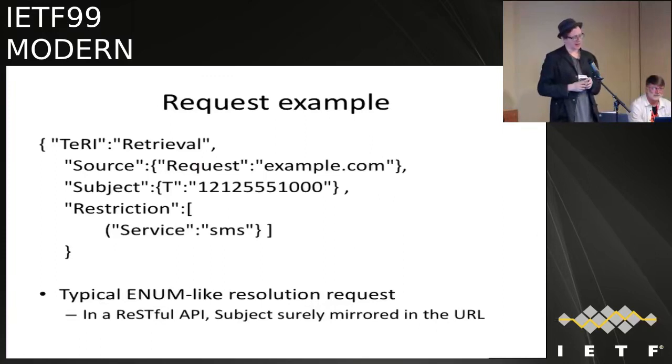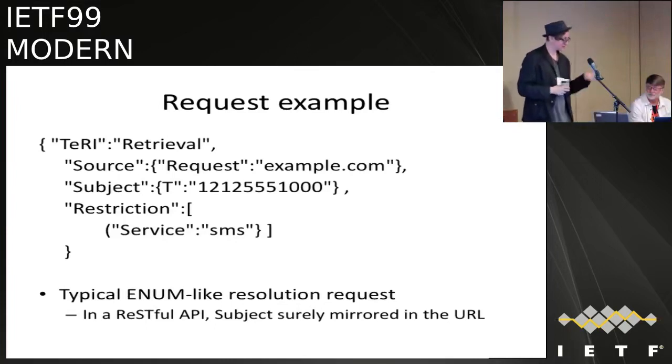When we actually imagine how the semantics would be mapped onto a RESTful API, somehow probably the subject would end up being mirrored in the URL or whatever. But just take this for the moment as a data object that's intended to convey everything there would be in a request. Next slide.